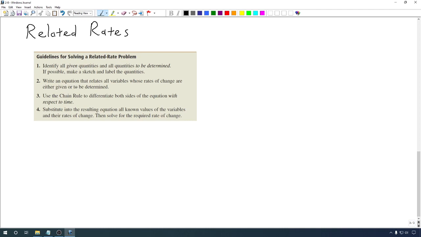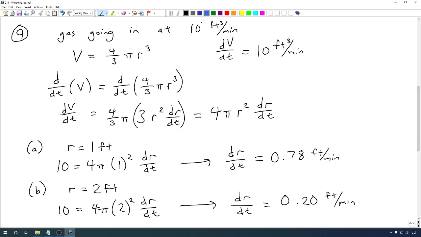Finally, once we actually do have an equation that relates the quantities that we want to talk about, we differentiate both sides. We basically use implicit differentiation to differentiate both sides of our equation with respect to time. Finally, we need to put in all the values that we know about our variables. So in our previous example, we had to use the fact that we knew that the derivative of volume with respect to time was 10, and then we had to plug in the values of the radius.